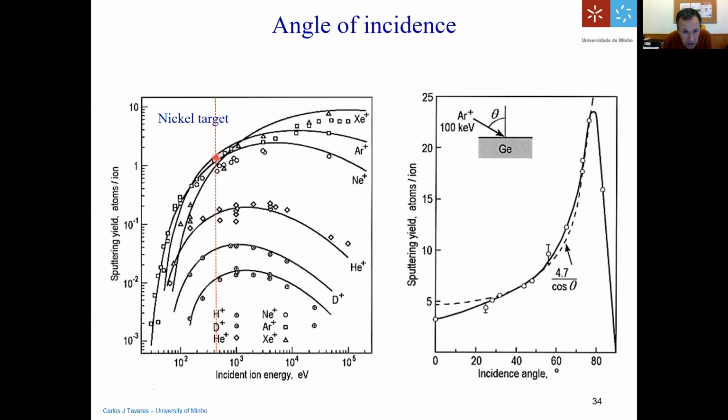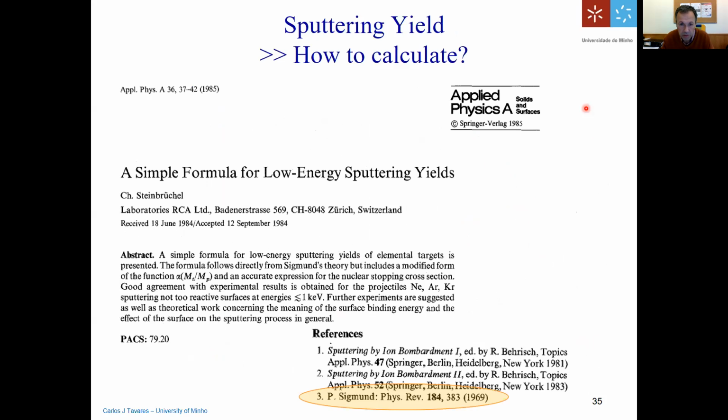You can see that in this range of voltage, you have almost the same sputtering yield provided by these different gases. So it's better to use the one which is cheaper. Here is an example when you do sputtering on a germanium target, okay? For germanium, you actually increase the sputtering yield when you produce the sputtering at very oblique angles. When the angle of incidence is around 80 degrees, you have a very big increase in the sputtering yield.